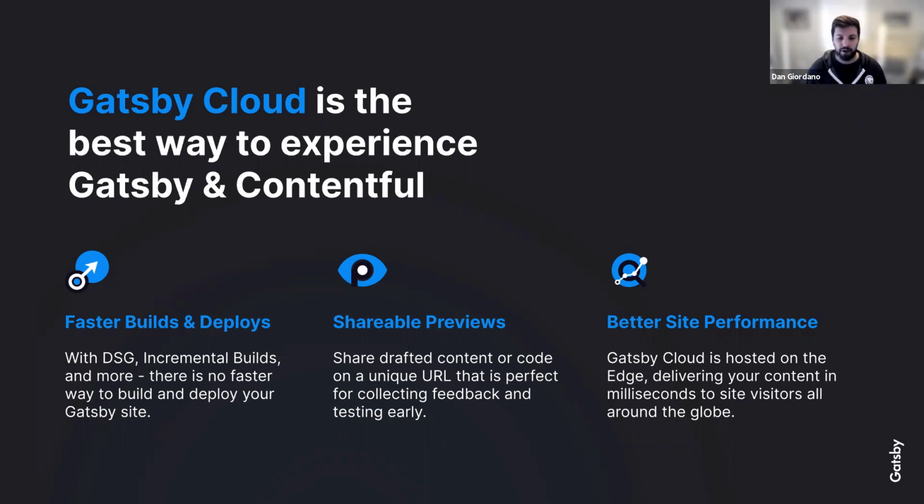Shareable previews, it's a great feature that we have where we take your unpublished content in draft mode and we'll push it to a preview server. So you can look at how that content's going to look before pushing it live. And then lastly, it comes with that edge hosting network. So you can host your website, apply a custom domain, get SSL, all for free, and deliver your content in milliseconds around the globe.